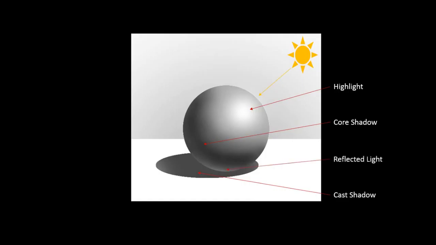This light creates values for highlights, core shadows, which is the darkest shadow on the object, cast shadow, that's the shadow that's cast on the surface the object is sitting on, and reflected light, the light that bounces up from the surface the object is sitting on and back onto the object. All of these things put together give the illusion that this object is not two-dimensional, but has depth, and our minds will believe that it is a three-dimensional object, even though it's drawn on a two-dimensional surface.